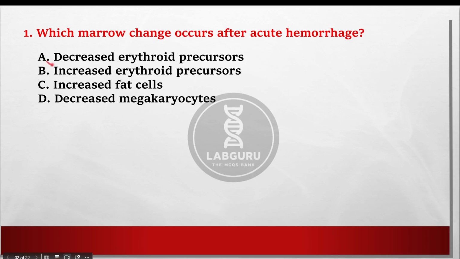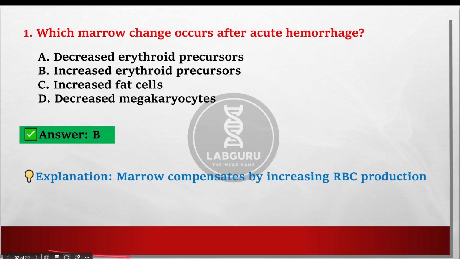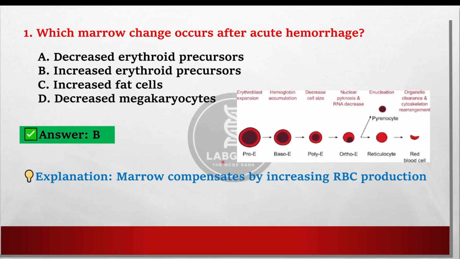Our options are option A decreased erythroid precursors, option B increased erythroid precursors, option C increased fat cells, and option D is decreased megakaryocytes. Here the right answer is option B, that is increased erythroid precursors. Due to the acute hemorrhage, huge blood loss, the RBCs will be less, so there will be an increase in erythroid precursors to compensate for the blood loss by increasing the RBC production. So you can see the erythroid precursor is a process by which the red blood cells are formed.